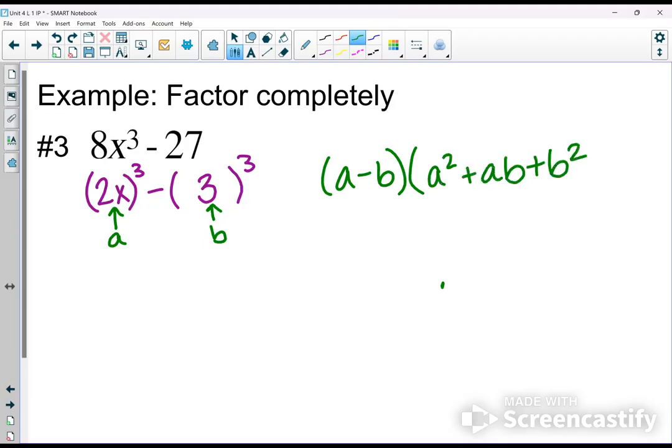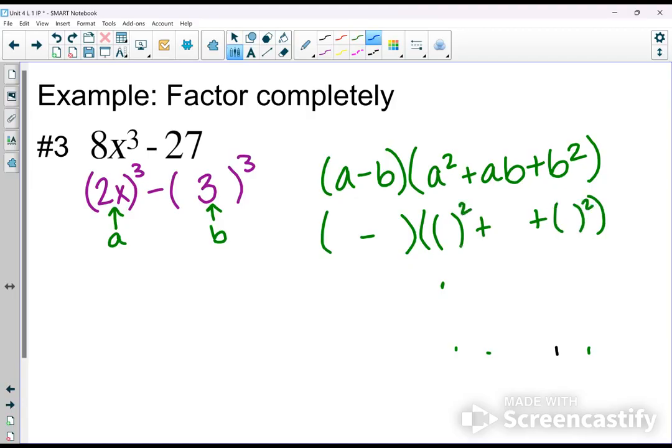We're going to plug in our A and our B to that formula, keeping all the signs the same. We don't use the negative with the 3. We only care about the numbers. The signs are taken care of in the formula. So we're going to replace A and B with what they're equal to. We have 2x for every A, and replace all of the B's with 3.